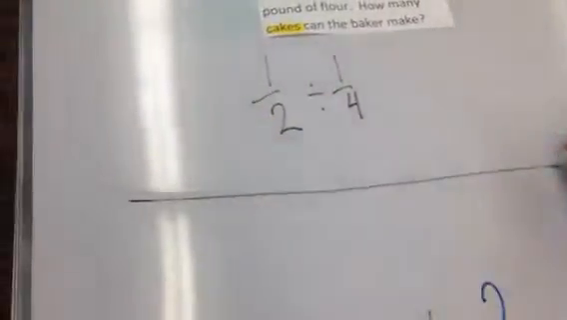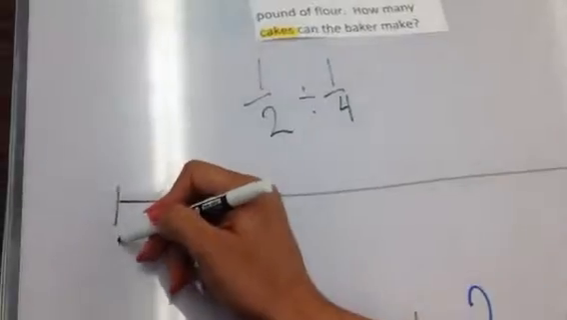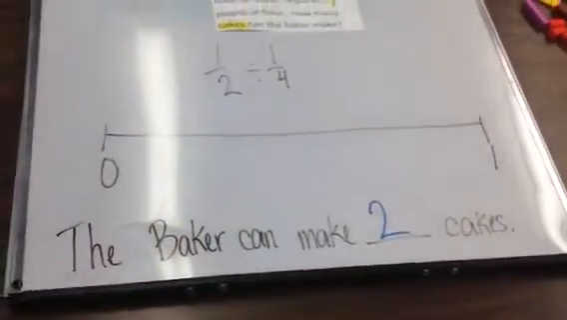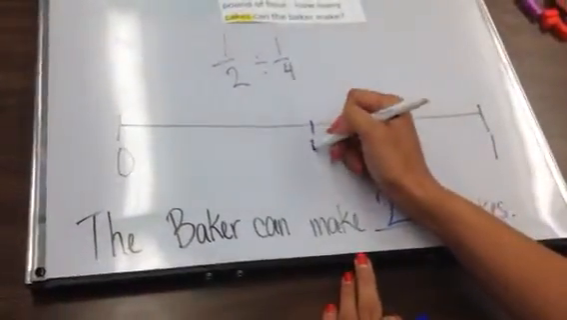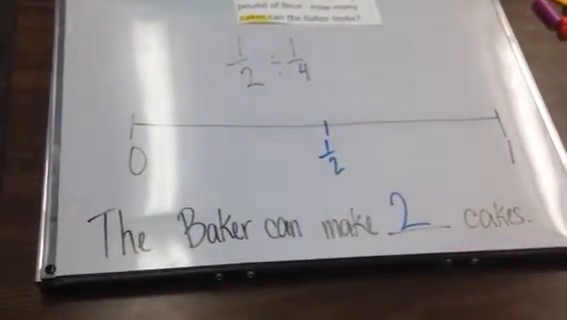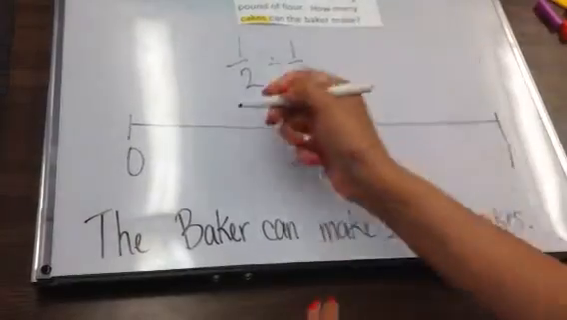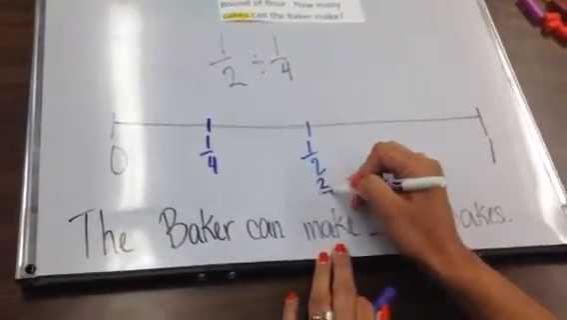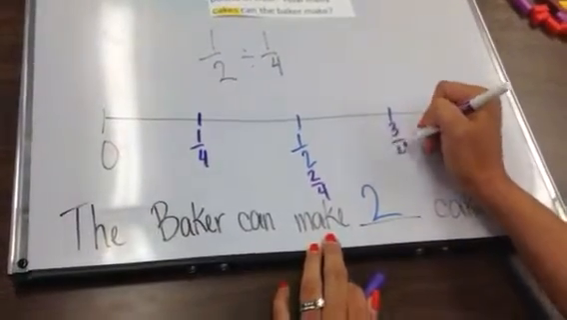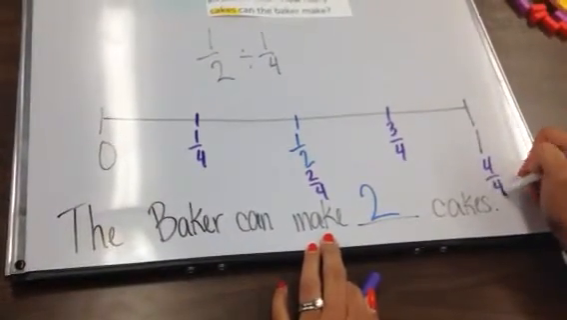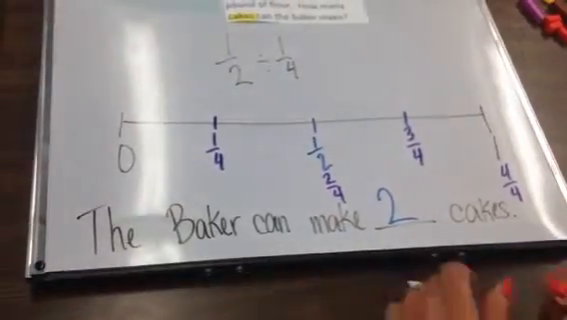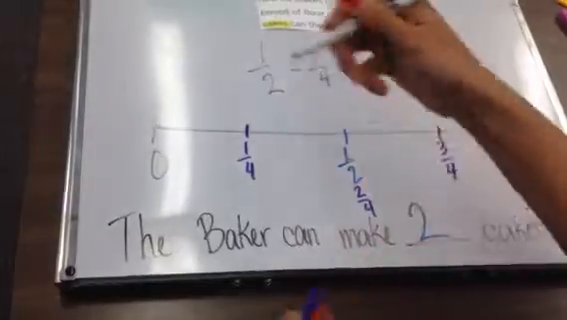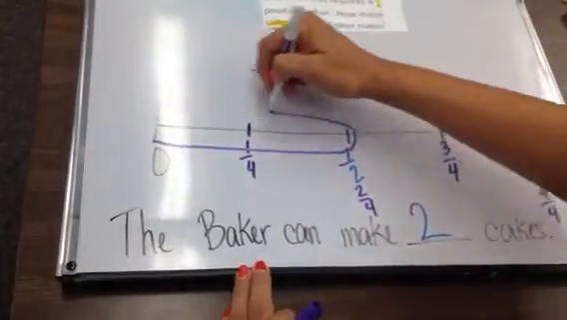Our problem is still 1/2 divided by 1/4. And here we have 1/2. And let's divide it into fourths. So we have 0, 1/4, 2/4, 3/4, and 4/4. And we're trying to figure out how many cakes he can make with this much flour. So we have this much.